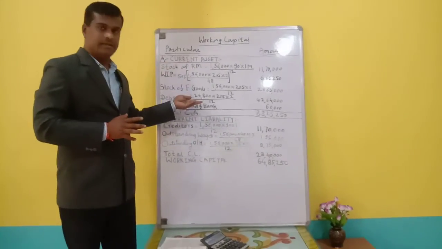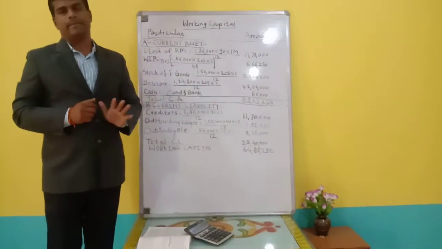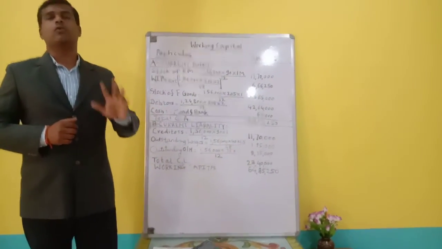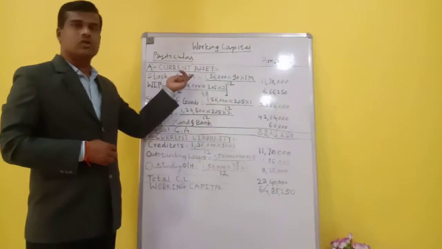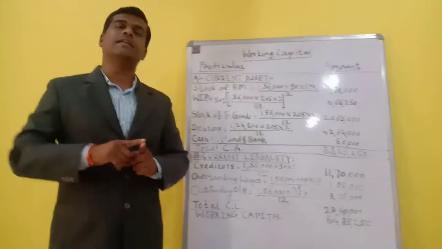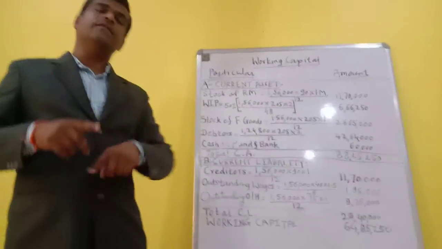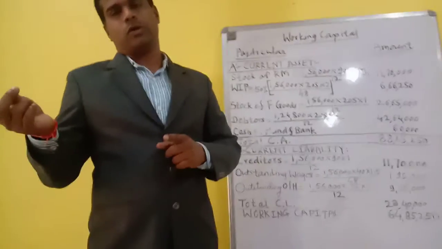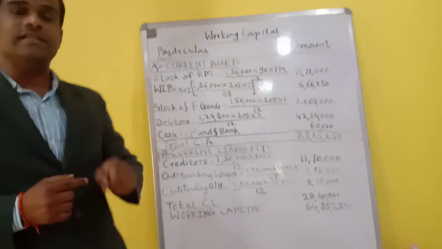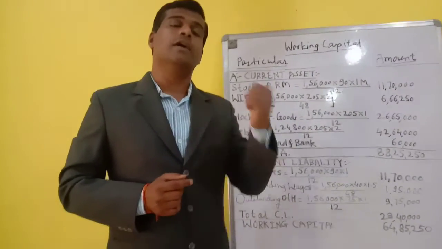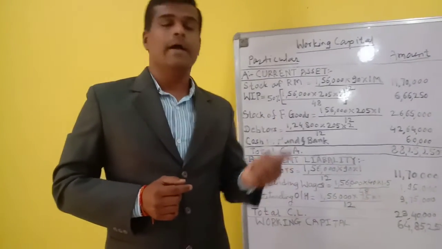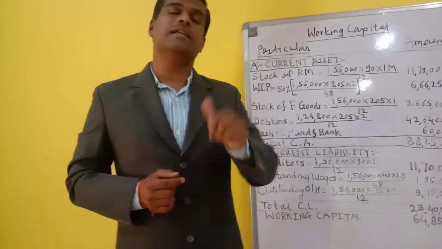Remember, in this kind of problem, a few things you should be very clear about: you must know which are the elements of current asset and which are the elements of current liability. Second thing you should know is the basis of charging. The basis of charging for raw material stock is price of raw material. For WIP it is total cost. For finished goods it is also total cost. For debtors it is also total cost. For creditors it is the cost of raw material. For outstanding wages it is labor cost. For overhead it is overhead cost.